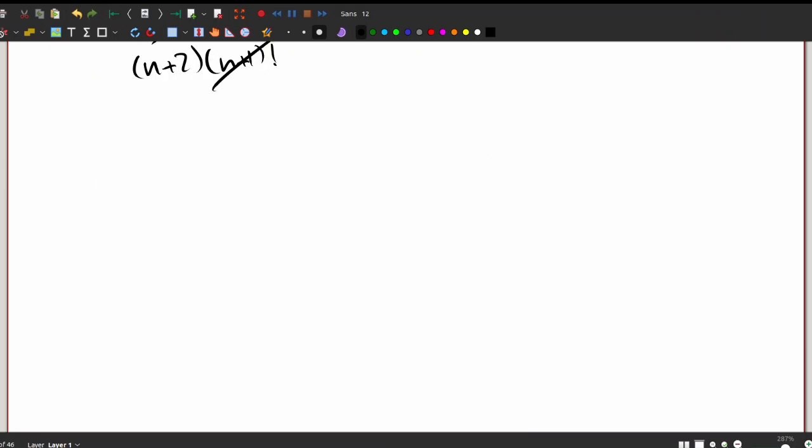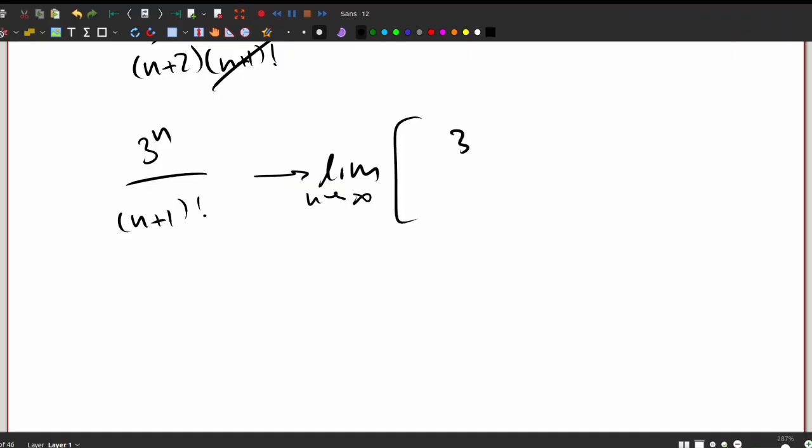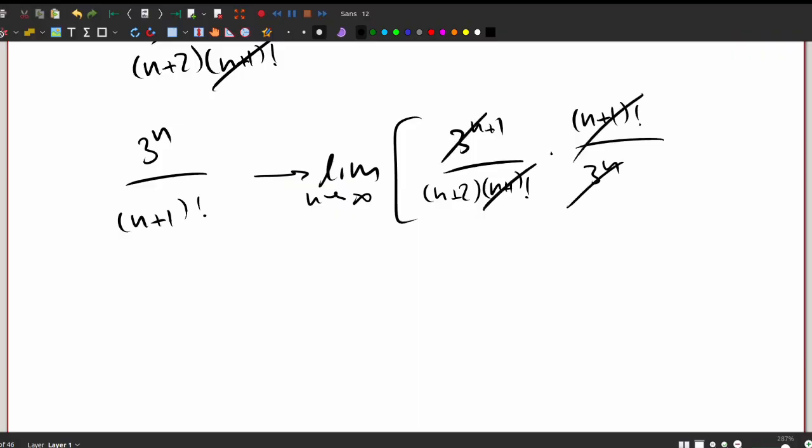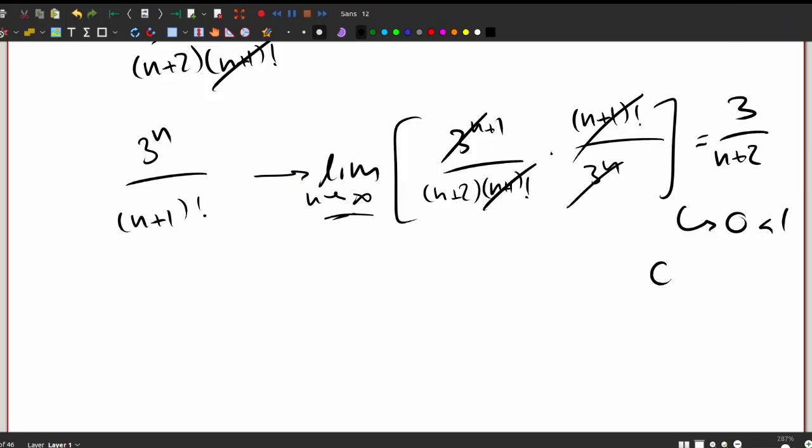Now, if we were to flip the series, so we would say it's 3 to the n over (n plus 1) factorial, this series would converge. And let's use the ratio test again to prove it. So it becomes the limit as n approaches infinity of 3 to the n plus 1, over (n plus 2) times (n plus 1) factorial, times a of n. So all of these terms cancel out, and you're left with 3 over n plus 2 as an infinite limit still, and this goes to 0, and since 0 is less than 1, this series converges by the ratio test.